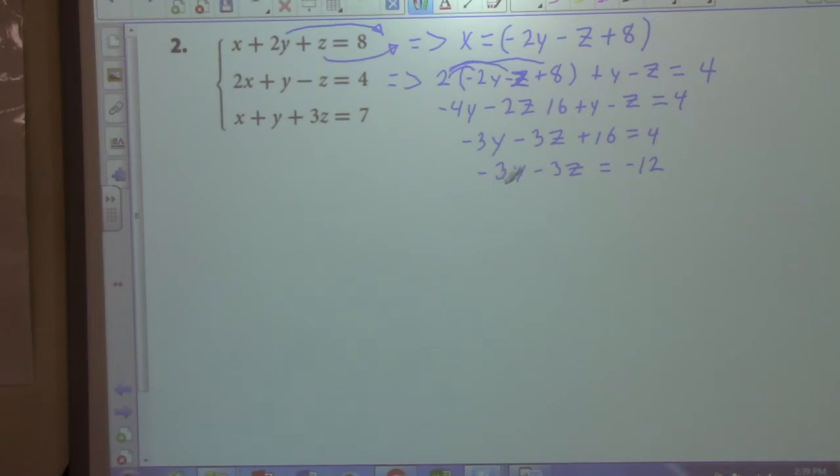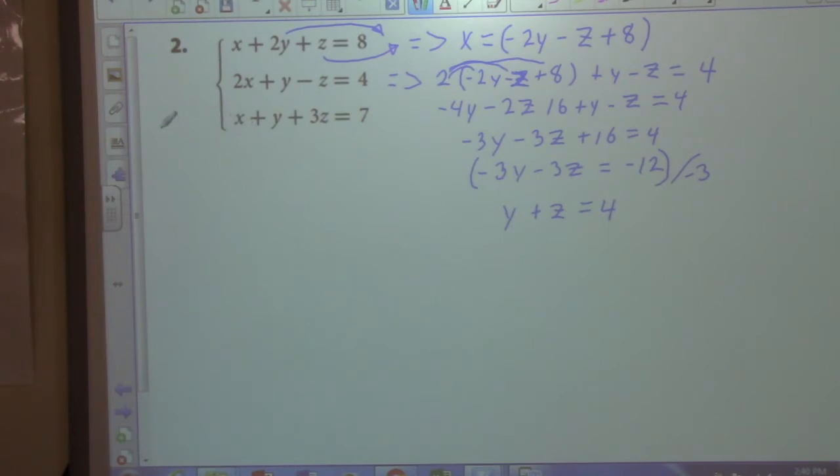Now, is there something you can do to make your life easier with this equation right here? Any ideas? Yeah, so Ben just said it. If we divide this equation by negative 3, the whole equation, what do we get? We'll get y plus z equals, and negative 12 divided by negative 3, 4. Okay?